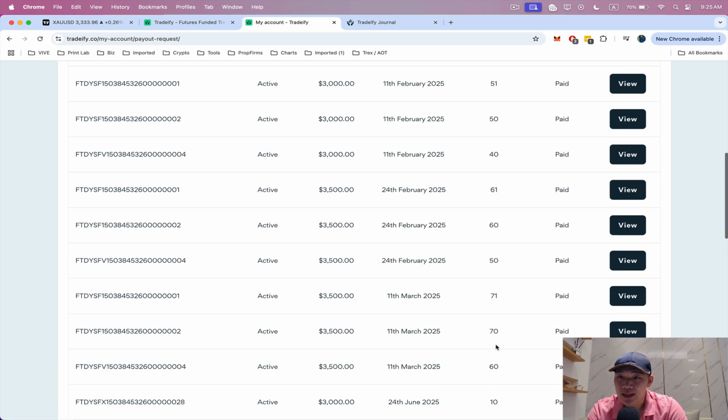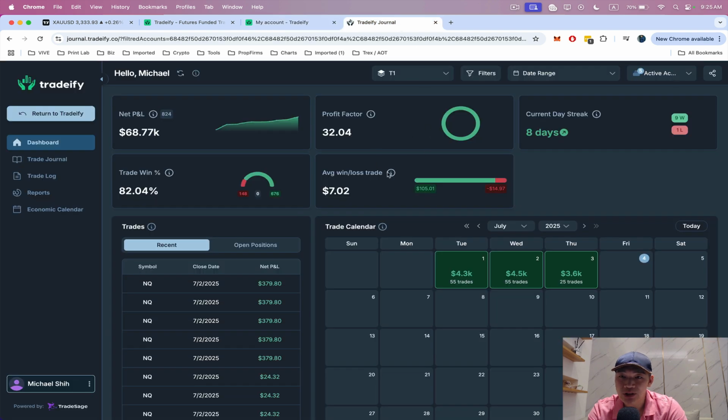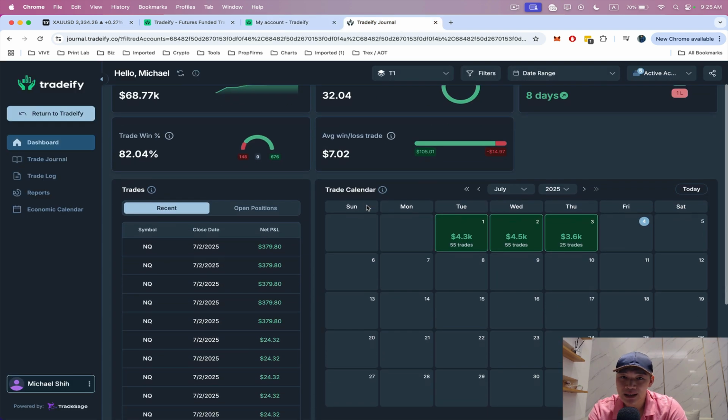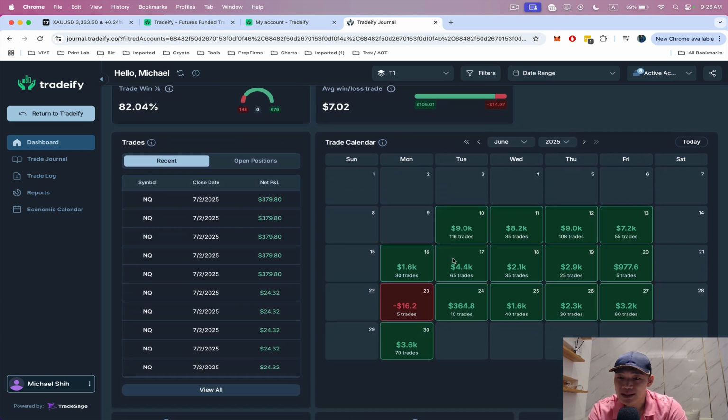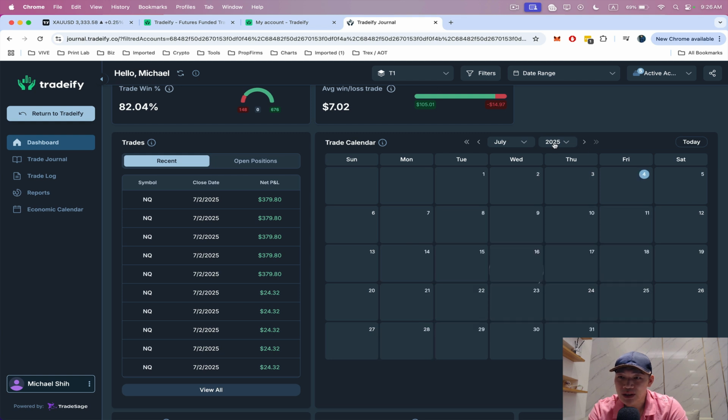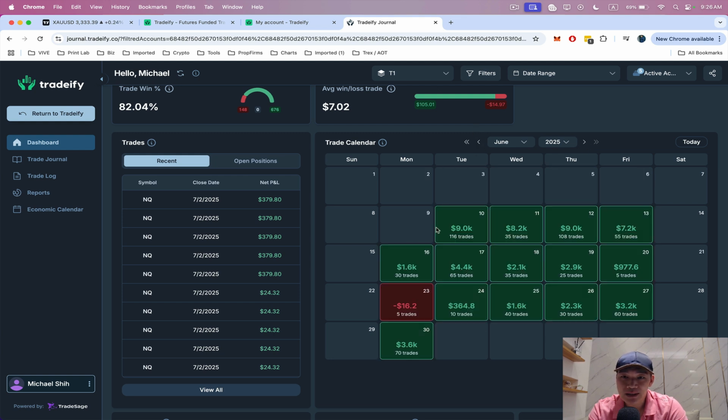So let's go ahead and go to my journal now. So this is the Tradeify journal that comes with Tradeify, which is really nice. You can see that for the lifetime of these accounts, I made $68,000, profit factor 32, and then had around 8 days of winning streak. So you can see the last 3 days, this is the beginning of this month over here, and then last month did pretty well as well. Only 1 losing day. This is when I flipped the days, so that's why you see red. But overall, no losing days in Tradeify so far, which is really nice to see.